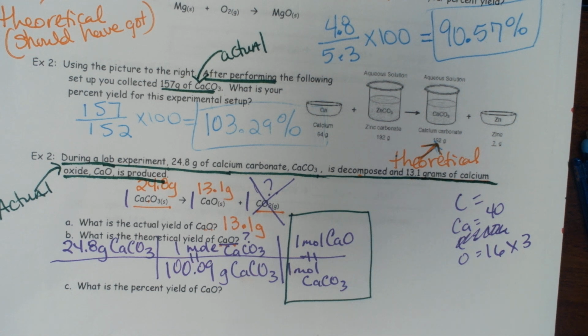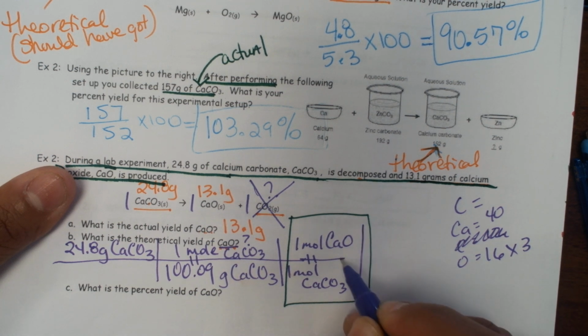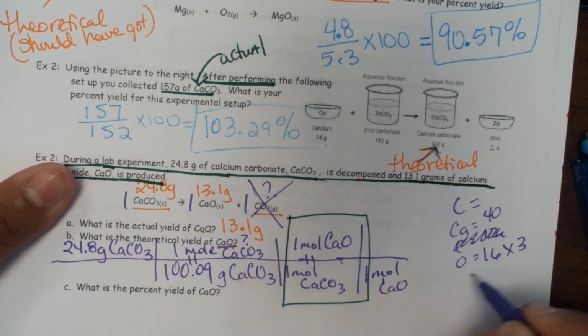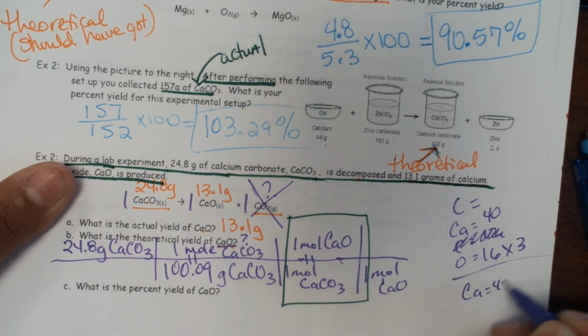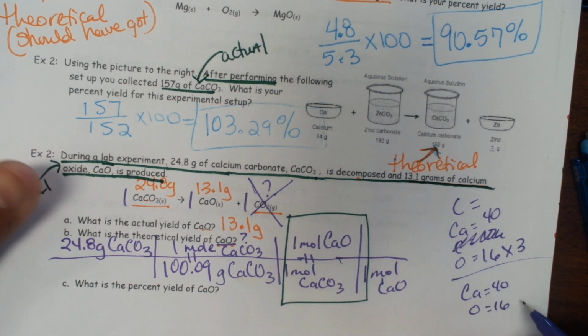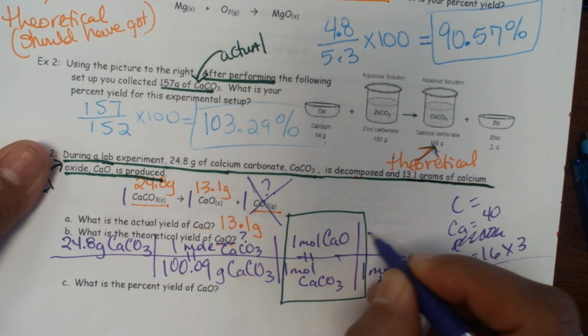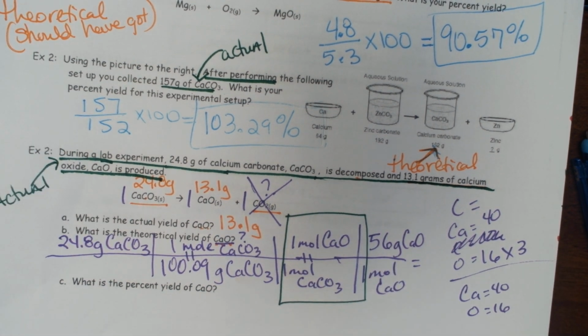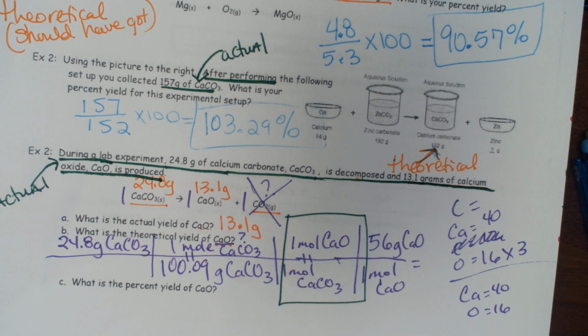This is in grams, and I need grams, so I'm not okay with moles. We have to go back to grams again. If we have moles at the top, I have to put moles at the bottom of CaO. I'm going to say Ca is 40, O is 16, 56. That's what I got, grams of CaO. Now I'm done with my stoichiometry.